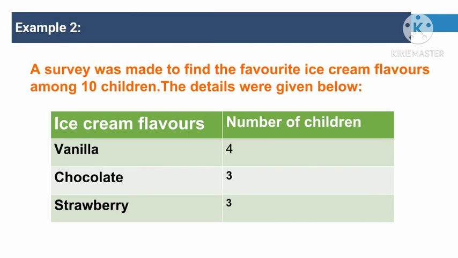Now look at the second question, children. A survey was made to find the favorite ice cream flavors among 10 children. The details are given below. Ice cream flavors and the number of children who liked them. Vanilla 4, chocolate was liked by 3 children, strawberry 3. Now let's see how to represent this in a pictograph.